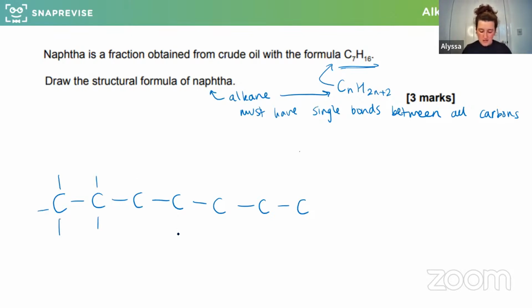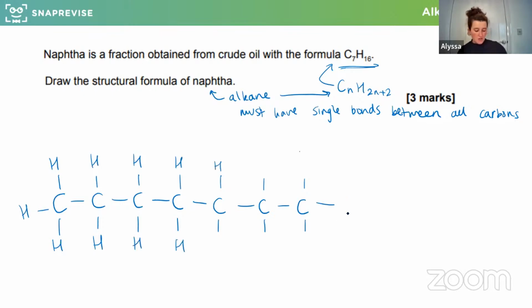So I must make sure then that each carbon has got 4 bonds to each of those 16 hydrogens. And we can just double check once we've written it in that we have got 16 hydrogens and 7 carbons, in case I've counted wrong. 1, 2, 3, 4, 5, 6, 7, 8, 9, 10, 11, 12, 13, 14, 15, 16 hydrogens. 1, 2, 3, 4, 5, 6, 7. 7 carbons. Lovely, well done.